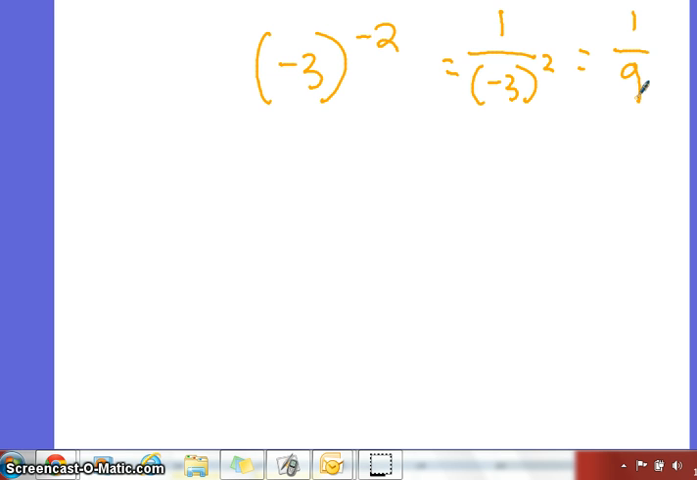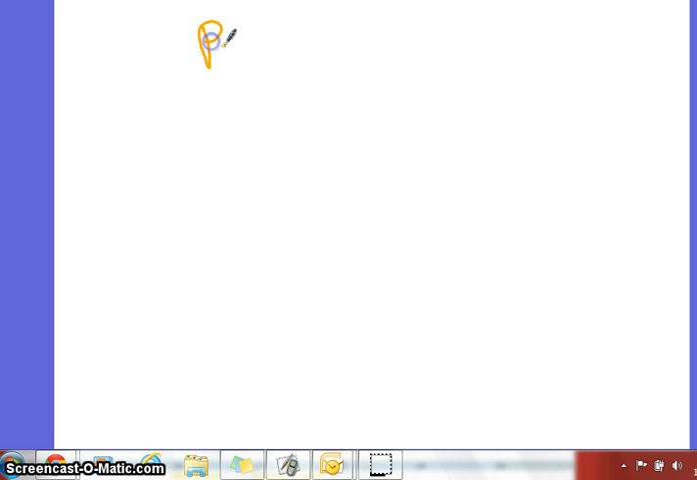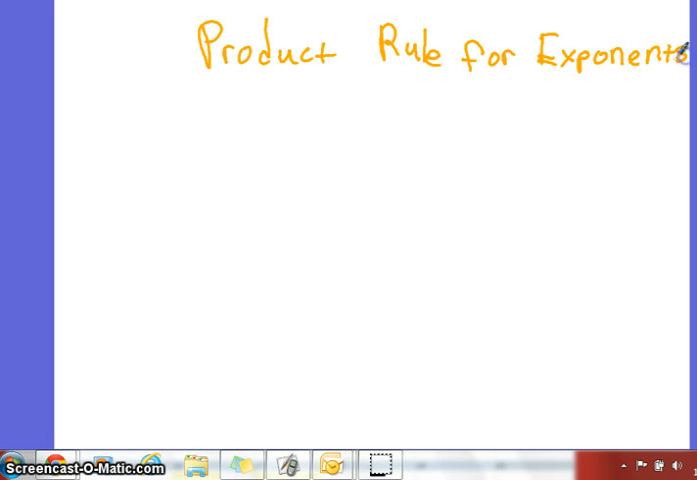All right, so that brings us to the product rule for exponents. The product rule for exponents tells us as long as our numbers are real numbers and our coefficient does not equal 0, then x to the m power times x to the n power equals x to the m plus n. You should already know this rule.